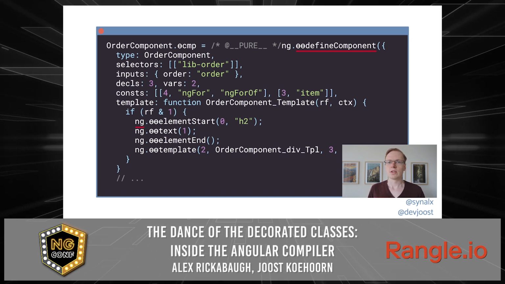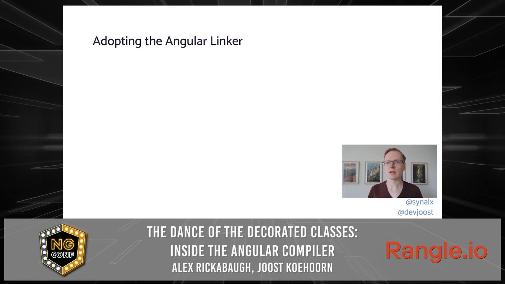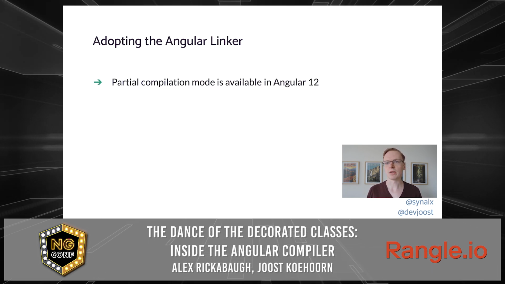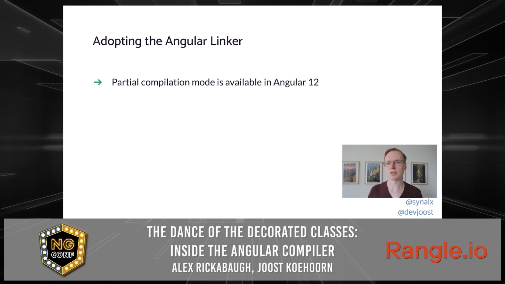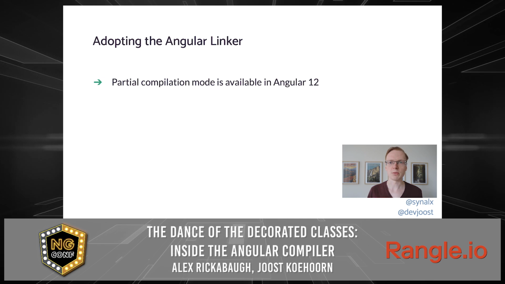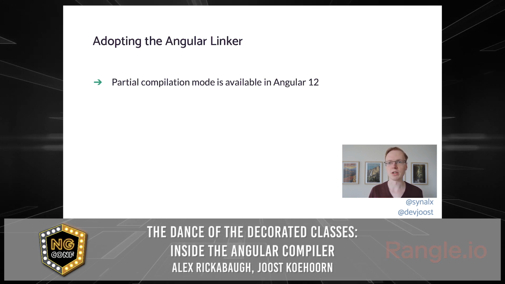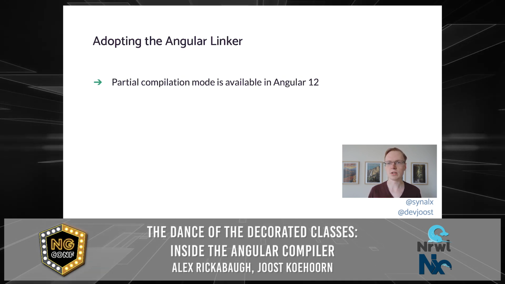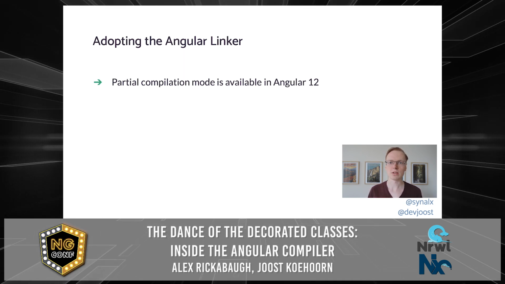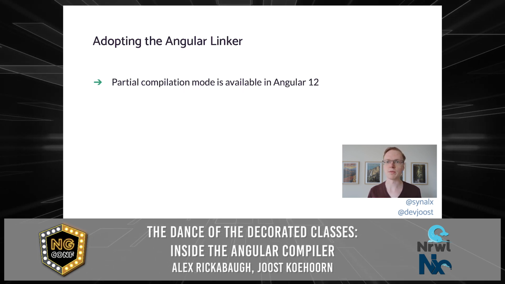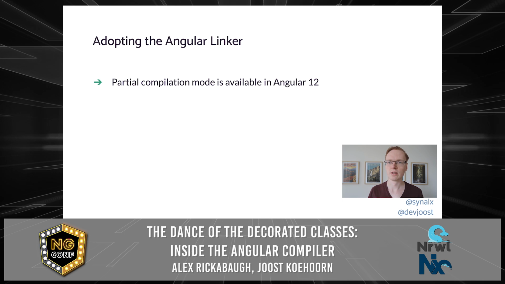So, how to start using the Angular linker, you may wonder. First, a library needs to be compiled and published using the partial compilation mode that is being released in Angular 12. We're not yet making it the default option for library distribution just yet, but if you are a library author and intend to only support Angular 12 and up, you can start publishing your library using partial compilation mode to provide your users with the benefits of the Angular linker.